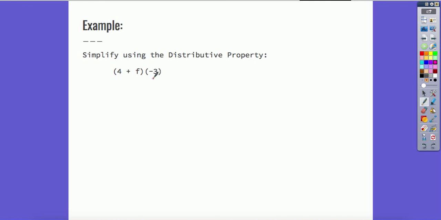So go ahead and hit pause. See if you can do this one using the distributive property, and when you're ready to check your answer, go ahead and let me know.